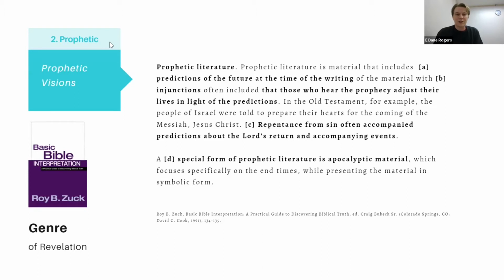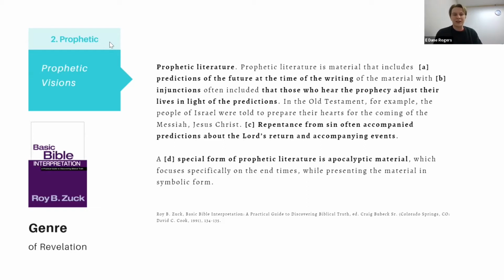When we understand the closeness of the time of his coming, we want to be found about his business at his return. So it's not just to give us one up on everyone else who doesn't know the future. It's actually to guide our hearts closer to him. A call to repentance from sin often accompanied predictions about the Lord's return and accompanying events. I will highlight this as we go through it.